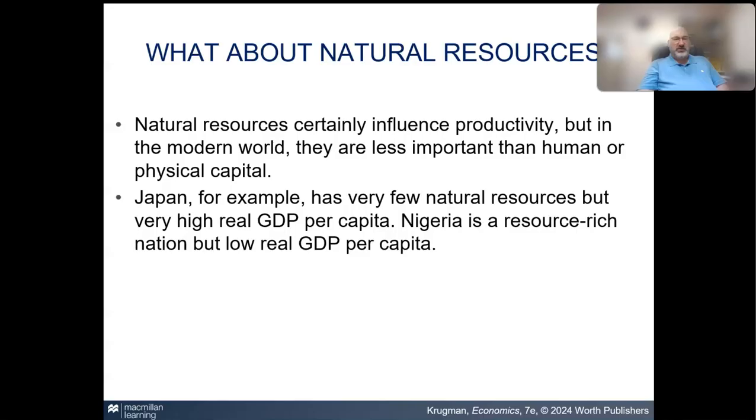What about natural resources? Natural resources certainly influence productivity, but in the modern world, they're less important than human or physical capital. Japan is the prime example. They have very few natural resources, but very high real GDP per capita. Nigeria is a resource-rich nation, but has a very low real GDP per capita. Japan has to basically import every natural resource they use to make stuff, and they're darn good at doing that.